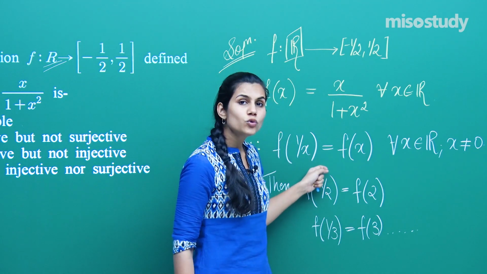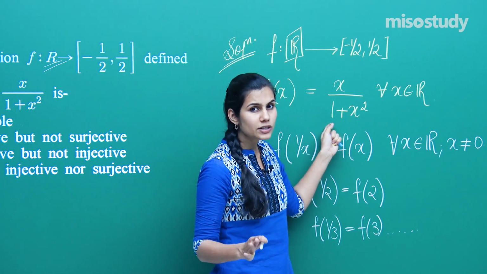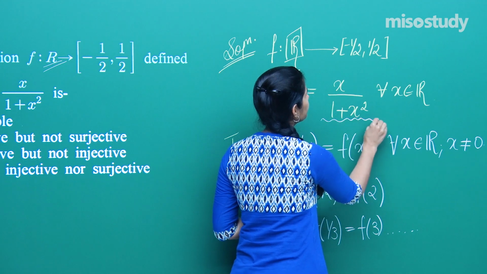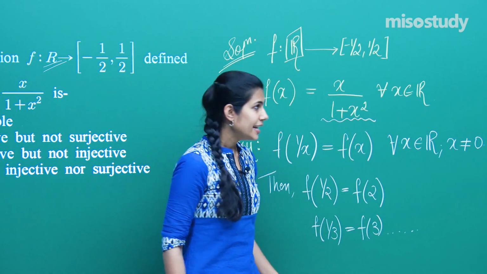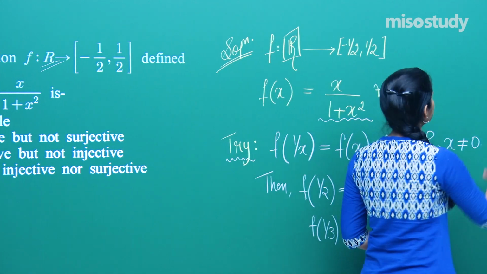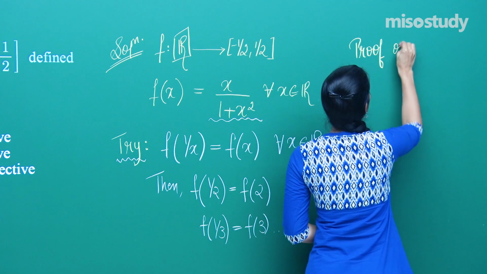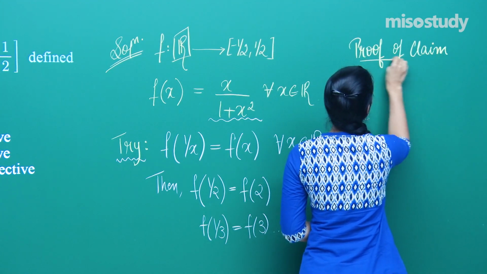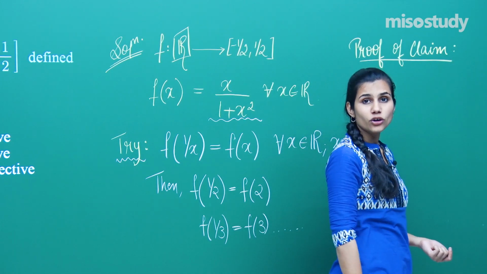Let's try and use this method, because right now I can just intuitively assume that maybe this expression will lead to non-injectivity. Let's see if that is true or not. The proof of the claim that I just made, that f of x is equal to f of 1 by x, let's see if that is actually holding or not.